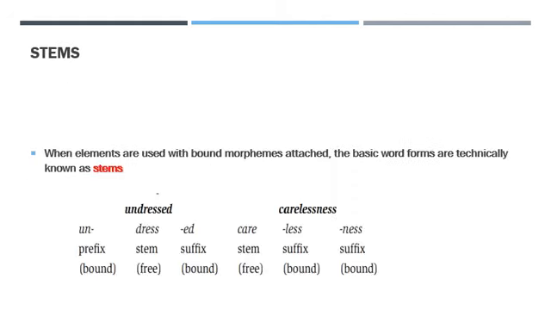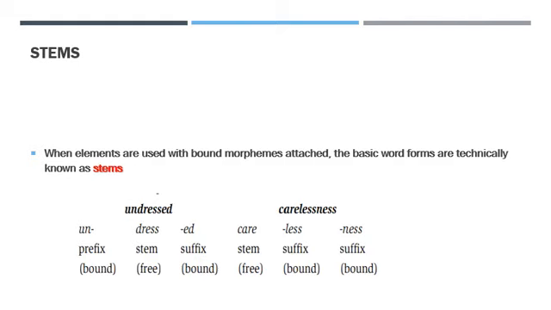Stems. We said that there is a possibility of deriving a number of words from the word talk, like talks, talked, talker, talking. So we are going to call talk here a stem, and the others are additives. So you see here, when elements are used with bound morphemes attached to the basic word unit, it is going to be called a stem. In the two examples, we have unaddressed and carelessness.